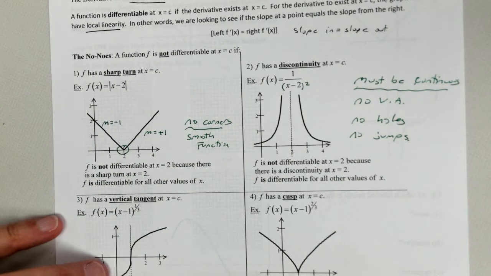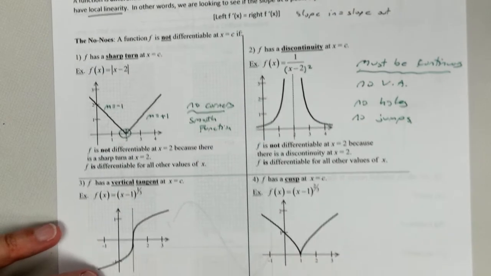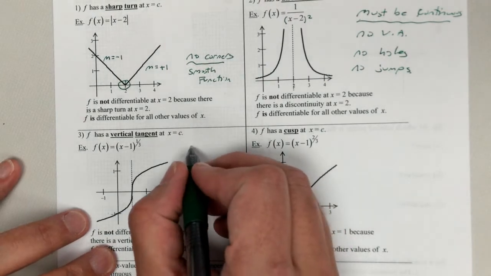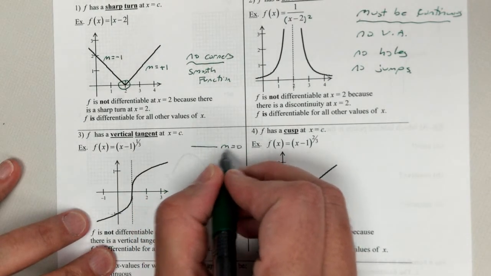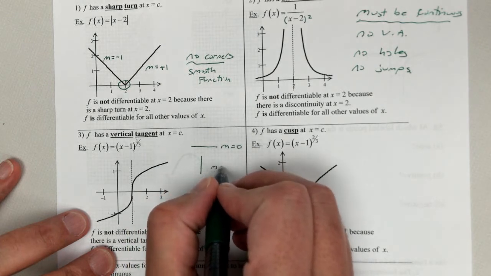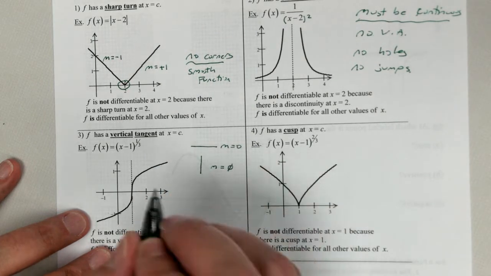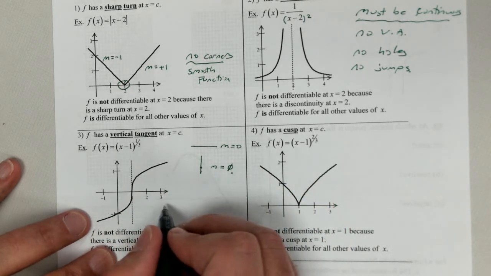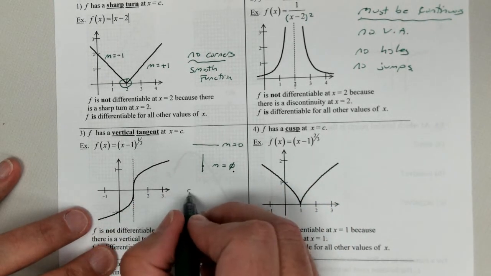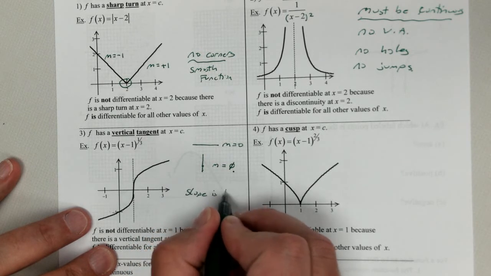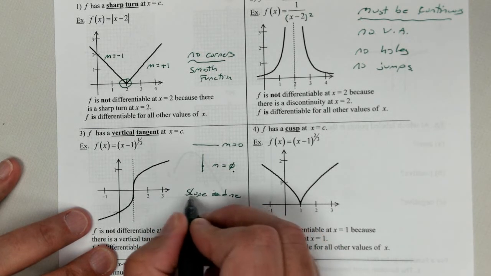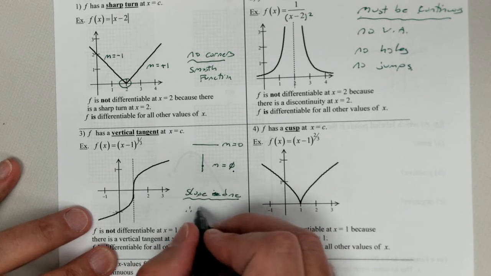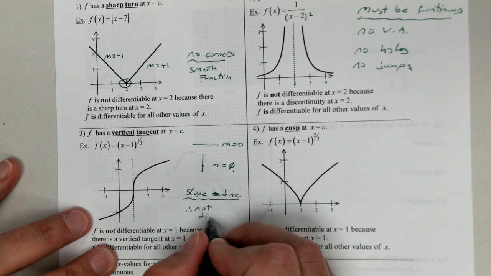Very simple to do. The most confusing one is this one. This is our vertical tangent. We know that a horizontal line has a slope of 0, but a vertical line, in pre-cal, we would say that slope is undefined. Well, there's a reason that slope is undefined. It does not exist. So at a vertical tangent, the slope does not exist. And therefore, because the slope does not exist, we're going to say it's not differentiable.